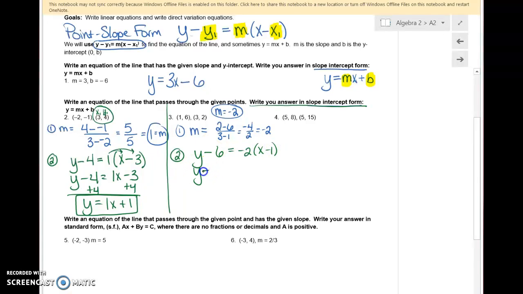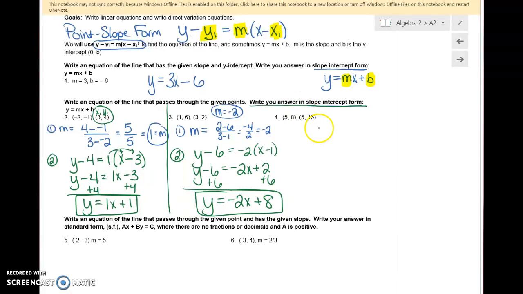We would start by distributing into the parentheses, so -2x plus 2, and then add 6 to both sides to make this look like y equals mx plus b. Our answer is negative 2x plus 8. Y equals negative 2x plus 8. Okay, the next one, we need to start by finding our slope.